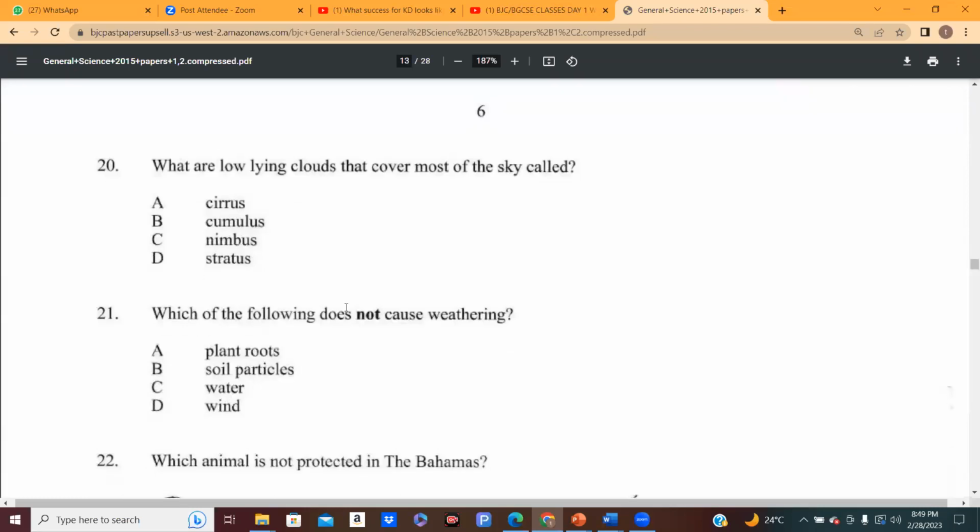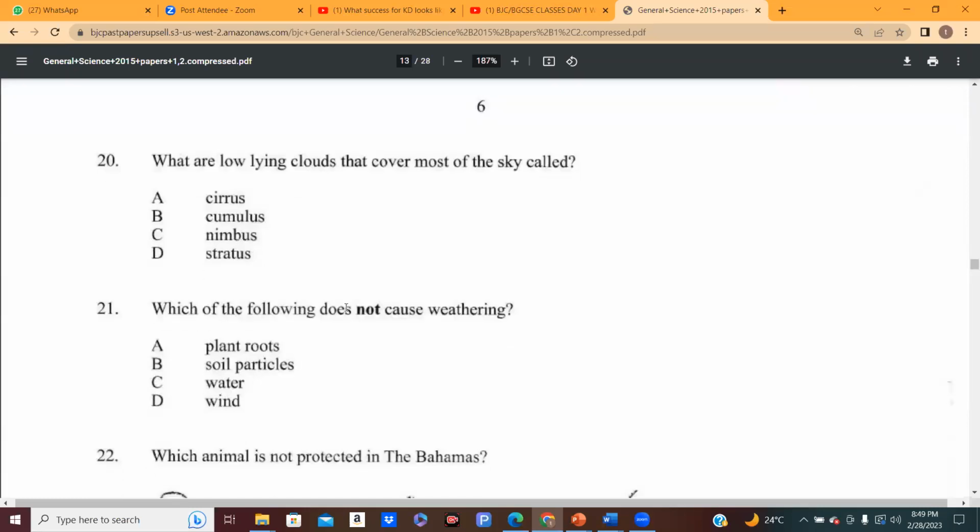Number 20. This is for Serenity. What are low-lying clouds that cover most of the sky called? Is it cirrus, cumulus, nimbus, or stratus? B. Say it again. B. B, no. Is it A? A, no.